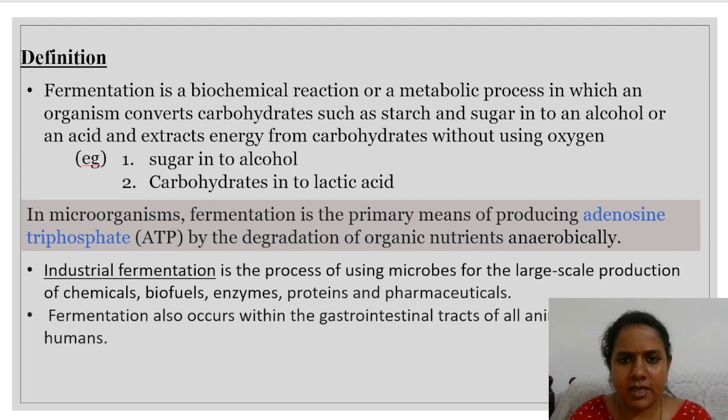Industrial fermentation is the process of using bacteria, means we are providing microbes and bacteria to produce biogas. Okay, the large scale production of chemicals, biofuels, enzymes, proteins, and pharmaceuticals. Okay, fermentation also occurs in the gastrointestinal tracts of all animals, including humans.